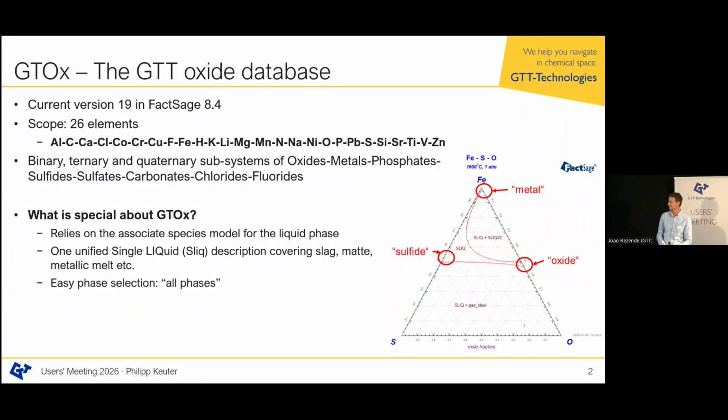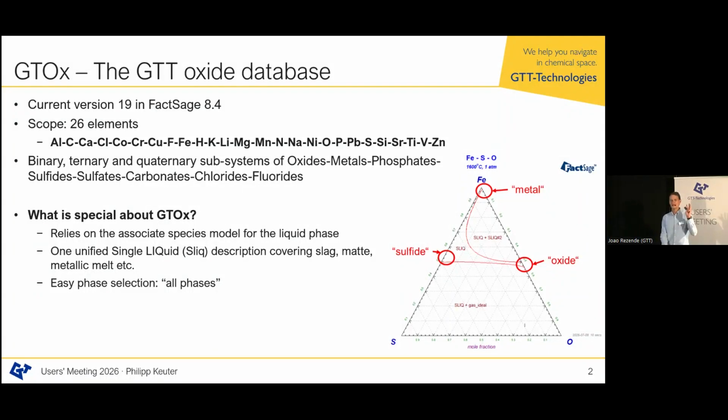So it has grown from an oxide-focused database in the first versions, now expanding the scope tremendously, covering so far 26 different elements. It contains binary, ternary, quaternary assessments whenever available of oxides, metals, phosphates, sulfides, sulfates, carbonates, chlorides, fluorides. So it's quite an extensive database by now, after spending a lot of effort on this.